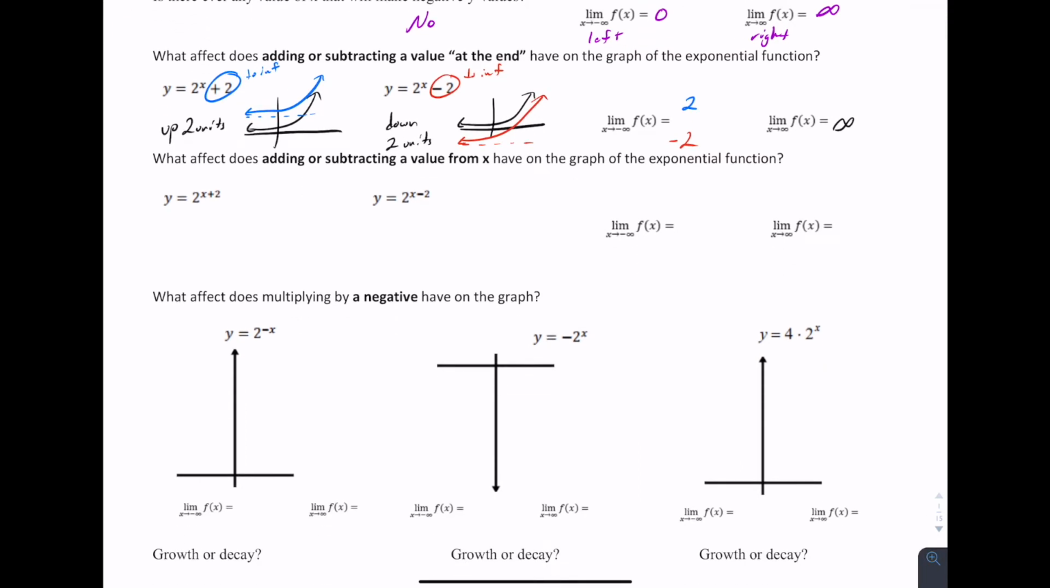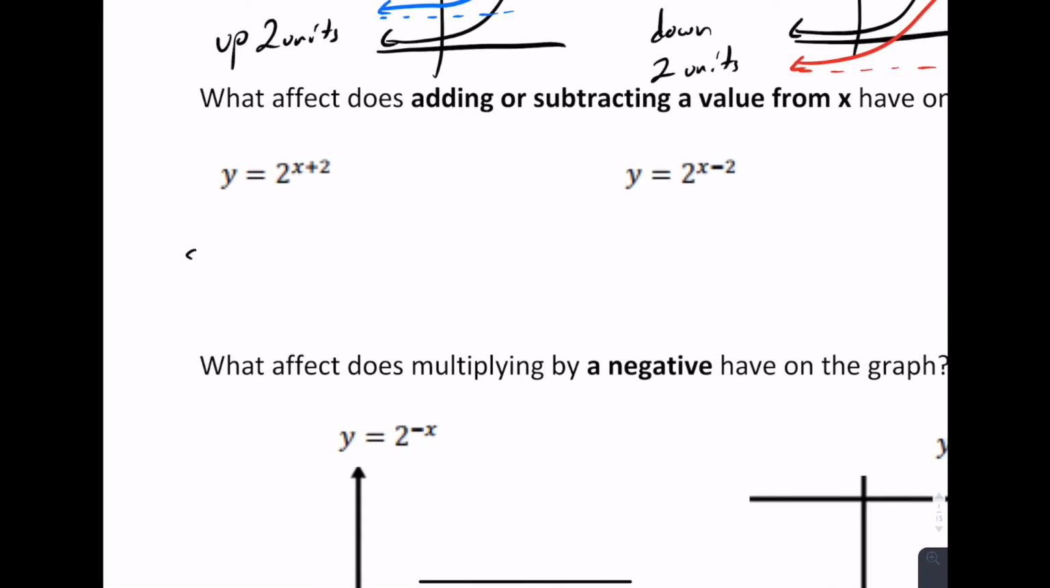Now, what happens when you add or subtract values directly to the x? Like right here, right on the x. Well, here it would shift left 2 units.